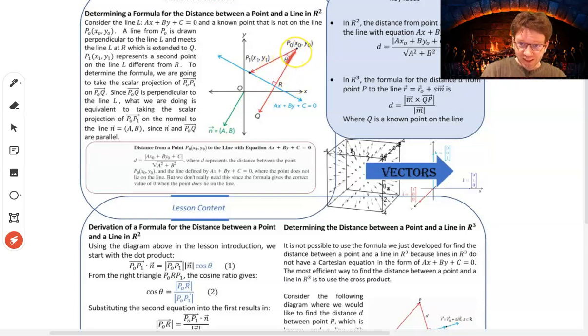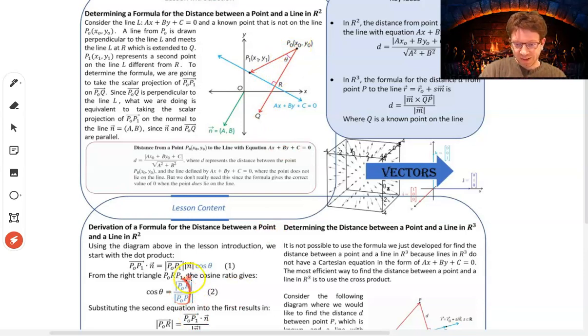Now we can also look at this as just a right angle triangle, and we can use SOHCAHTOA to actually figure out what the cos of theta is as well. So here we have our second equation. So cos theta equals adjacent, which is right here. It's P naught R, which is what we want, divided by hypotenuse, which is right here, P naught P1. So that's what we have here.